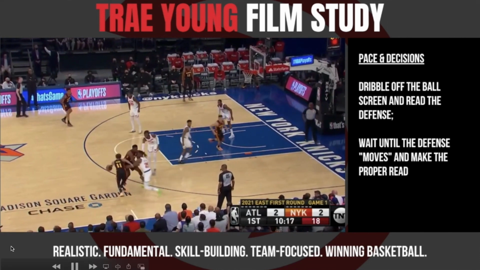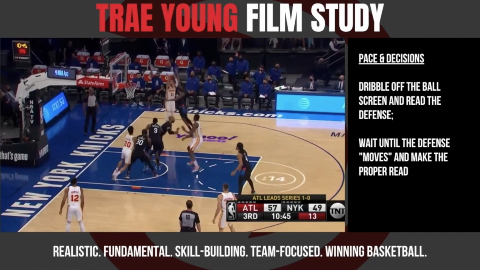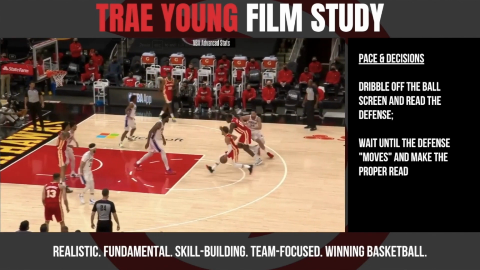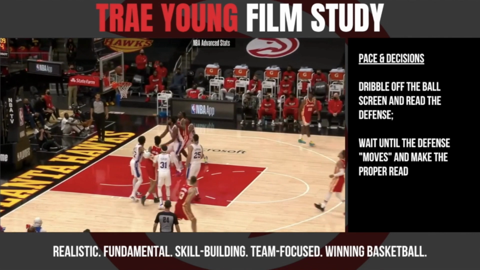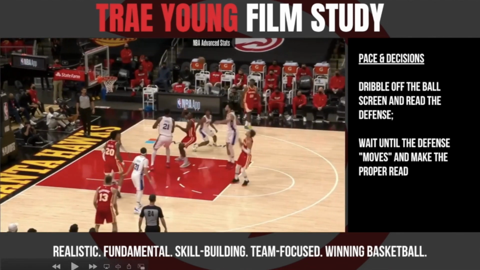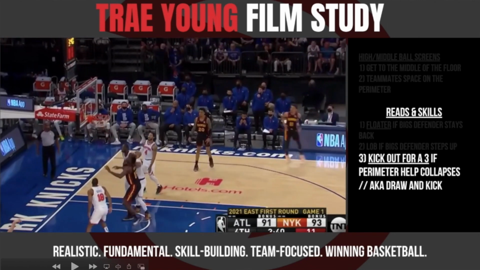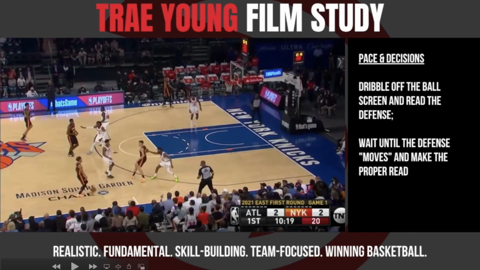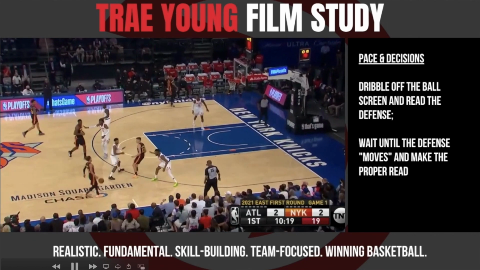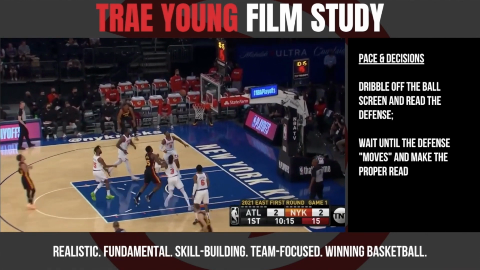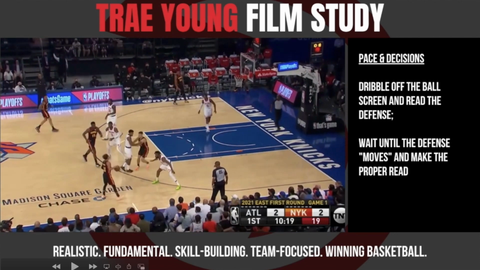Now we're going to look at pace and decisions. The best players are never in a hurry, and the game moves slow in their head. To be honest with you, a lot of that is just a gift. Some people are naturally athletic and gifted, and the game just moves slow, and that's why they're good. But you can still work on the game, work on studying film, and that'll help you. But just watch on this clip right here how composed and patient Trae Young is.